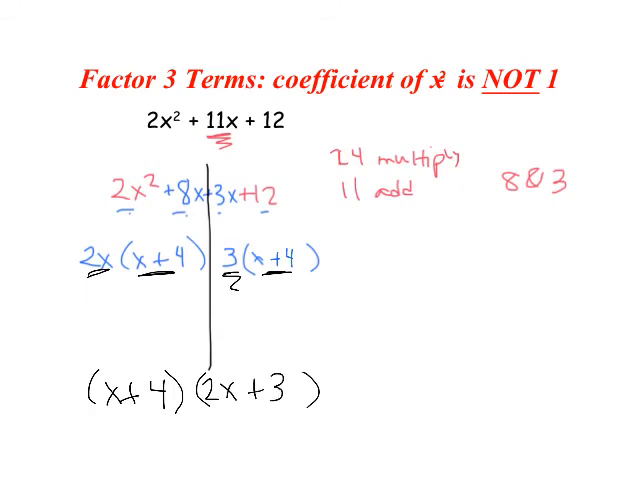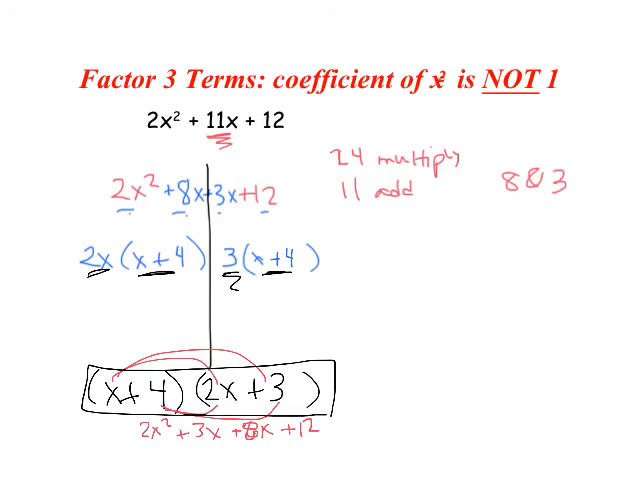This is the final answer, and we could double check by doing the distributing. x times 2x is 2x squared, plus 3x, 4 times 2x would be plus 8x, and then 4 times 3 is plus 12. And if you combine your like terms, it does get us back to our original. So we have a final factored form. Let's try one more example just like these to solidify and clarify any questions.